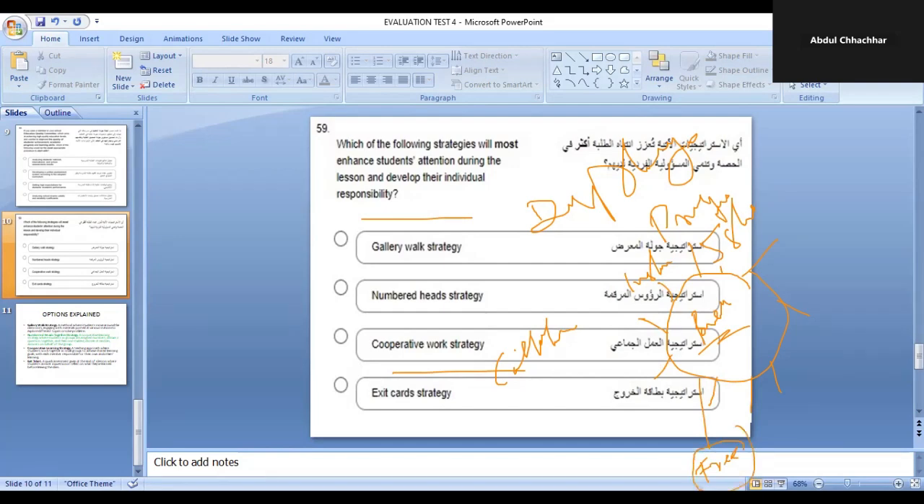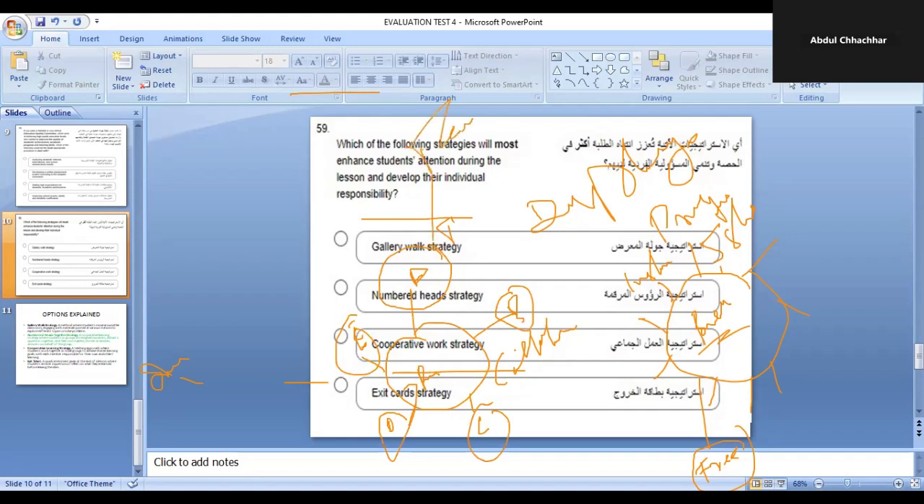This question says, which of the strategies will most enhance student attention during the lesson? So that means one thing is clear. Cooperative work, both are group work, right? In cooperative work, we are assigning individual tasks. For example, the same group of 5 students, A, B, C, D, E. Now for the pyramid, you have assigned that this group will be doing task 1, task 2, task 3, task 4, task 5. Now, who will be controlling?